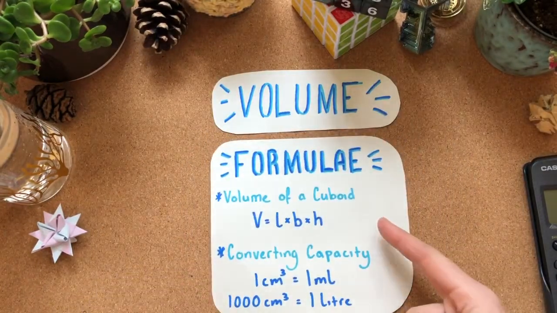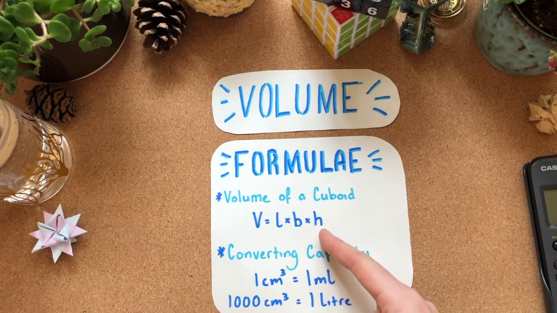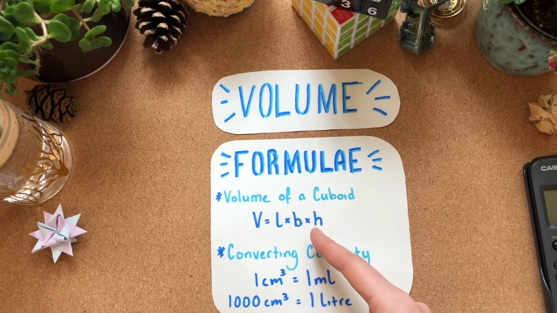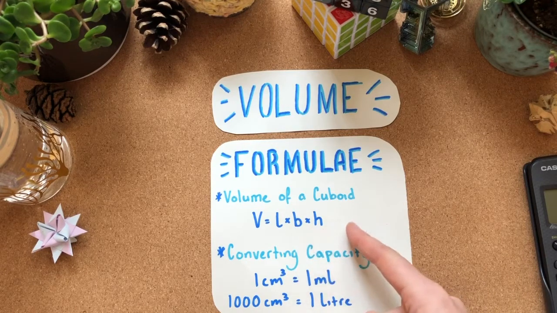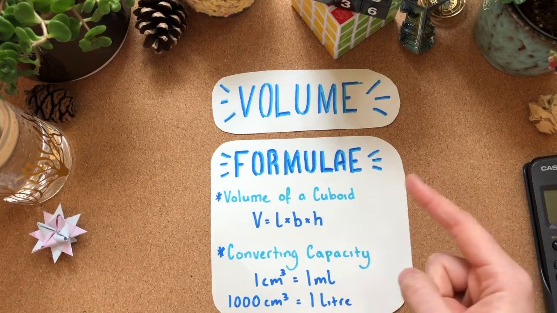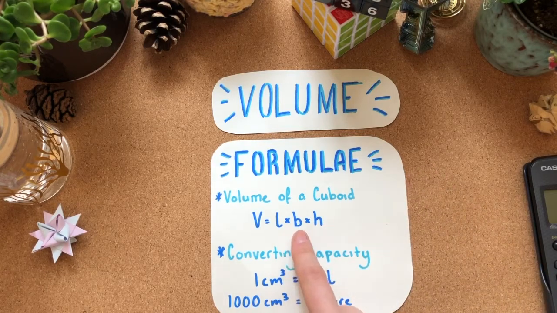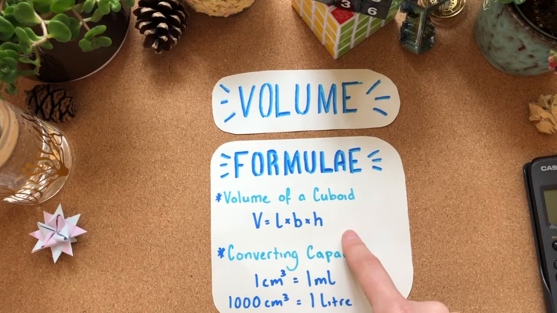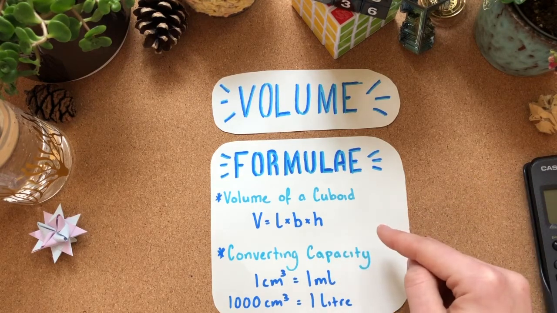So the volume of a cuboid is length times breadth times height, or whatever you call the three dimensions. It really doesn't make a difference. You might call them width as well. You don't have to put the times in between there. You can just write LBH. You will not get this formula on the formula sheet. You have to memorize it.